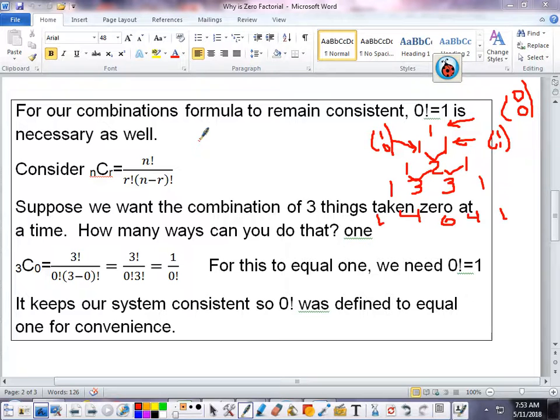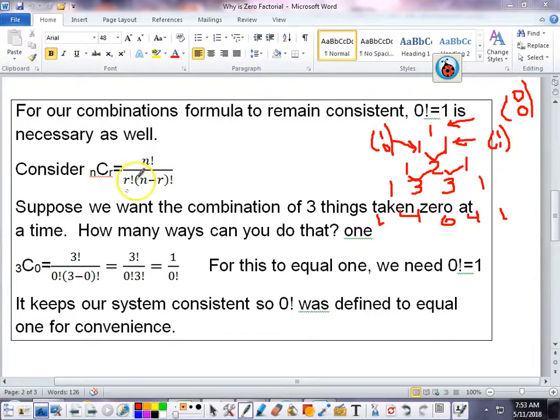Okay, and so when you do combinations, you don't count it again if it's the same people in a different order. So this is a formula for figuring it out. So for instance, if you want to say the combination of 3 things taken 0 at a time. Okay, so how many ways, if you have 3 people, can you choose 0 of them? Well, there's only 1 way to do that.